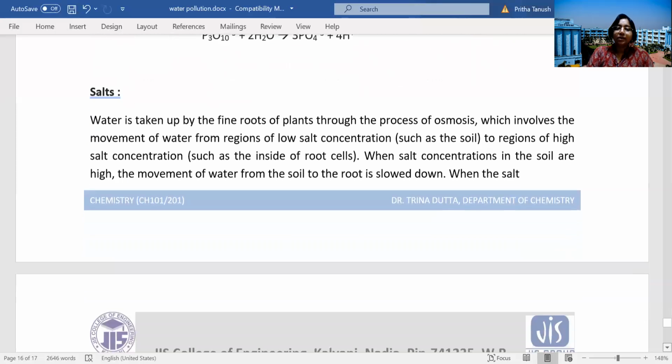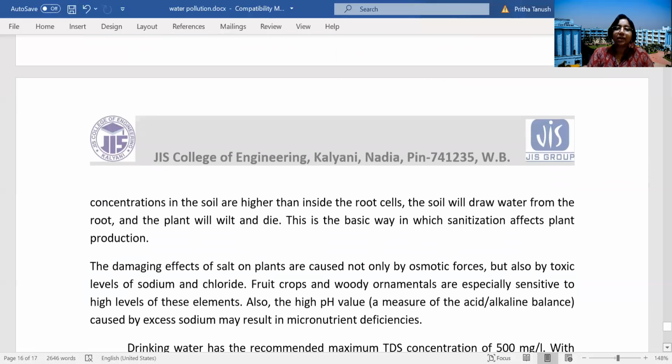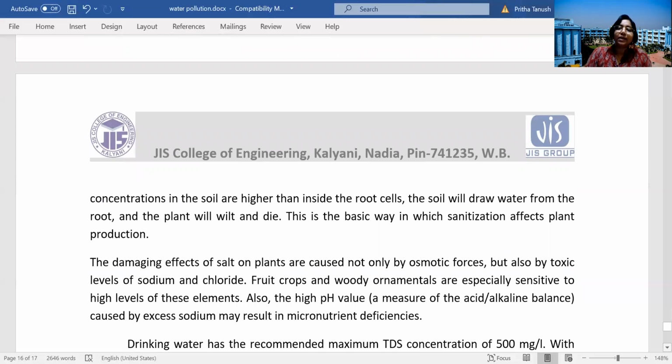When the salt concentration in the soil is higher than inside the root cells, the soil will draw water from the root and the plant will die. This is the basic way in which salinization affects plant production.